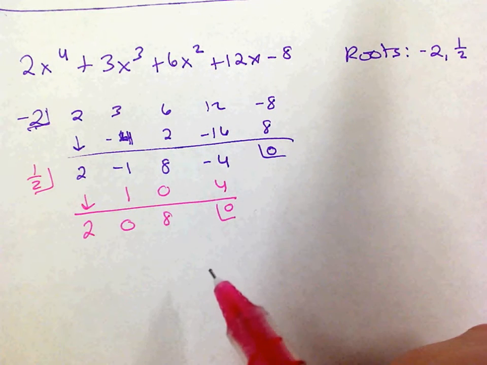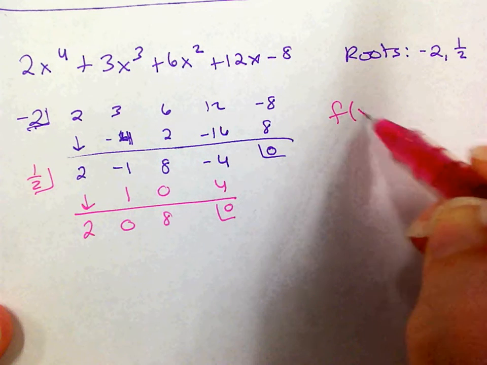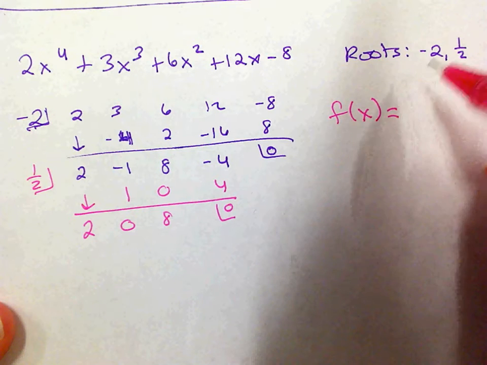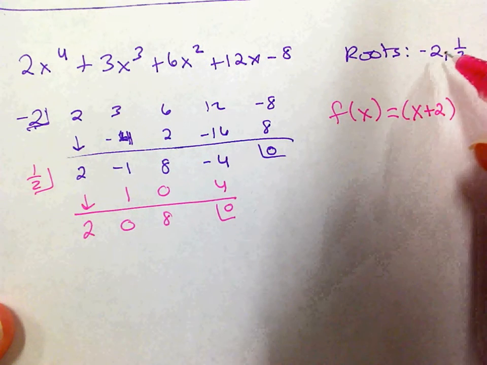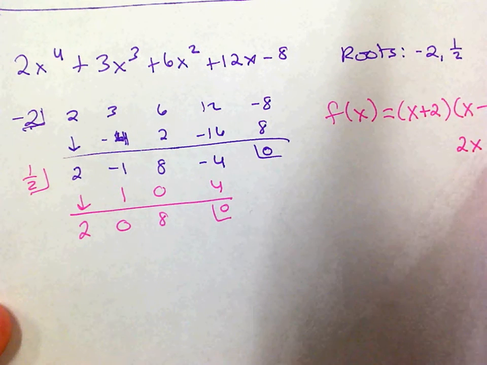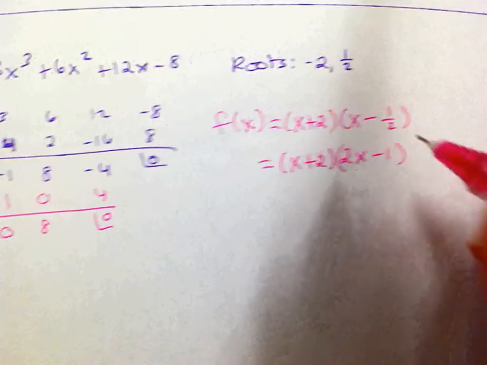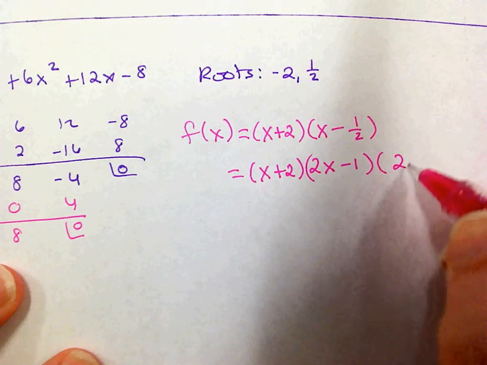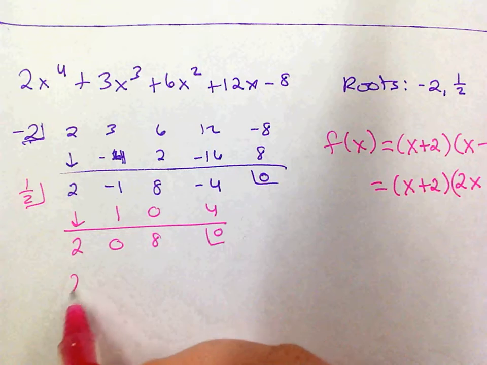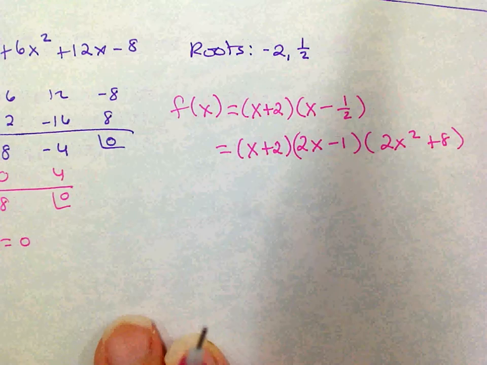Okay, so what I'm left with is, so far my factor form is going to be this. I've got x plus 2, because of that right there, x minus 1/2, or 2x minus 1. And then I need to find this. Now I'm going to go ahead and write it as 2x squared plus 8. I started with a quartic, I divided out 2, so I'm left with 2x squared plus 8 equals 0. So I need to solve that so I can write my final two factors. And my final factor is 2.